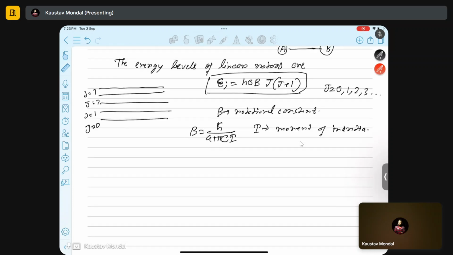So for that, the expression of the moment of inertia of that particular molecule is actually required, and for this kind of linear rotor, the expression of the moment of inertia looks like this: I equals mu r square, where mu is the effective mass, okay, and r is the bond length here.